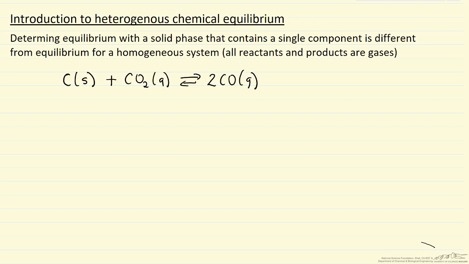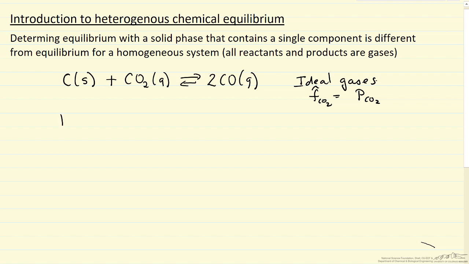So we're looking at this equilibrium in which solid carbon reacts with carbon dioxide gas phase to make carbon monoxide in the gas phase. And to simplify things, we'll look at the case where we have ideal gases. And what that means is that fugacities, for example, for CO2 in the mixture, is the same as the partial pressure of CO2, and likewise for carbon monoxide.